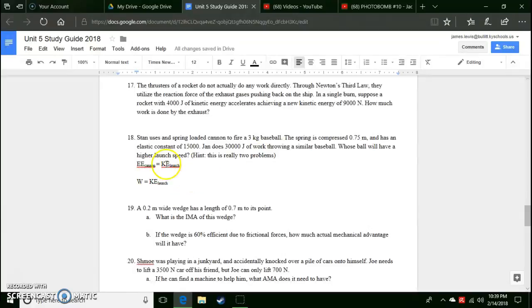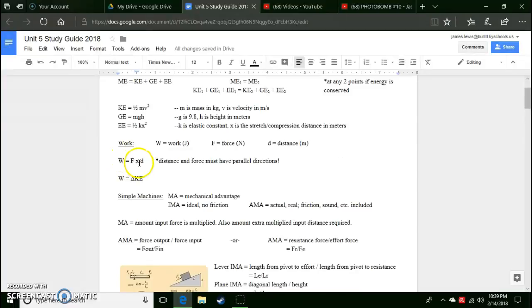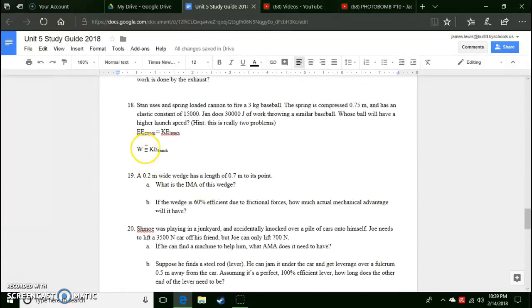And we know that work, in one of the equations, is force times distance, and the other is change in kinetic energy. Since we want to know final speed, that kinetic energy one sounds real enticing. So let's use that equation: work equals change in kinetic energy. That's how we're going to find the velocity for Jan.